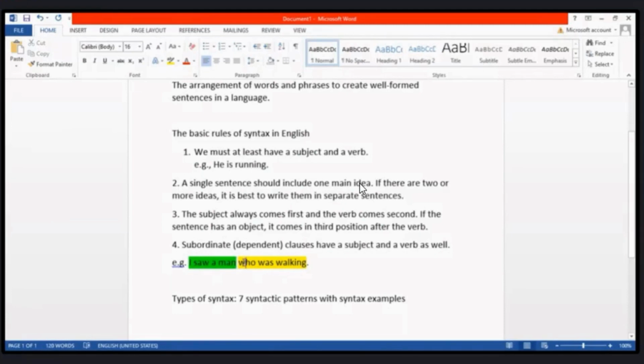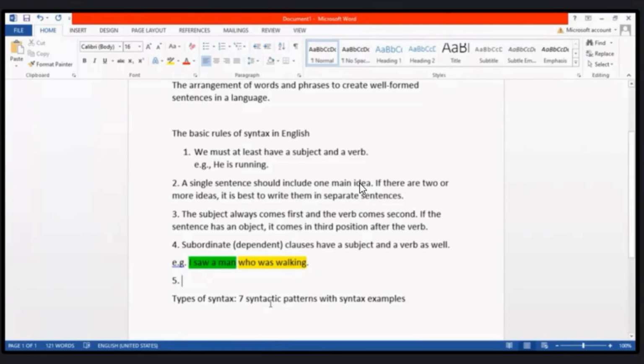I saw a man who was walking. So who was walking is describing the man. We are describing this man. So this clause is dependent on the main clause to give it a complete meaning. Now let's go to our fifth rule. In our fifth rule, we talked about adjectives and adverbs.